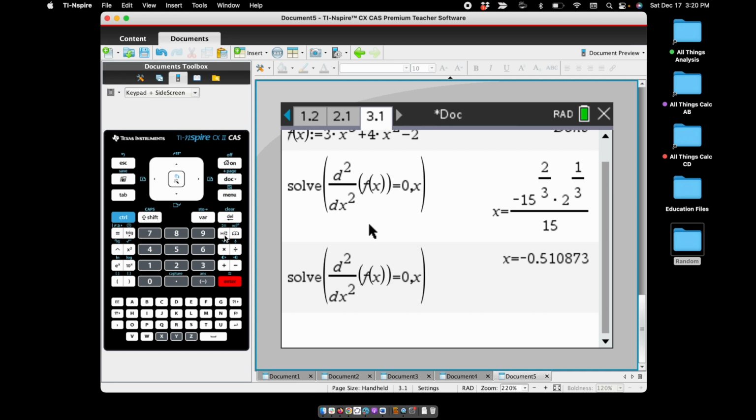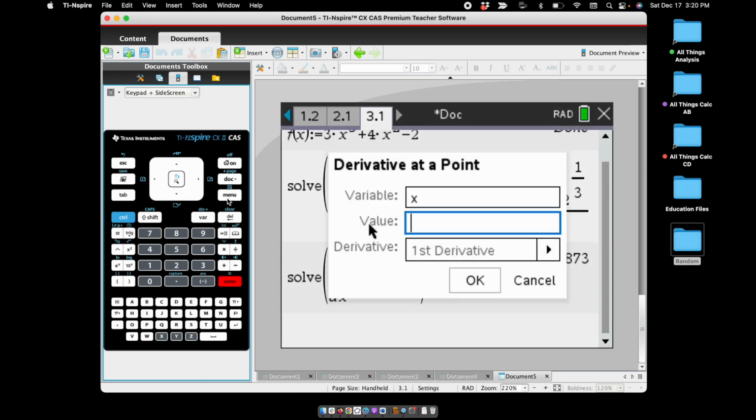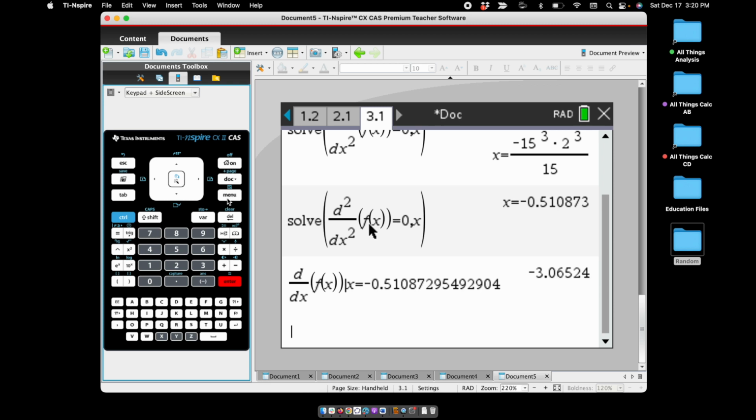So that's just the derivative. So I'm going to do derivative at a point. Menu for derivative at a point. X is my variable. I'm just going to type 1 here, and then I can change that in a second. So I want f of x, and then this I'm going to change to this value and get an answer. So f prime of negative 0.511 is approximately negative 3.065. That is the slope of the tangent line.